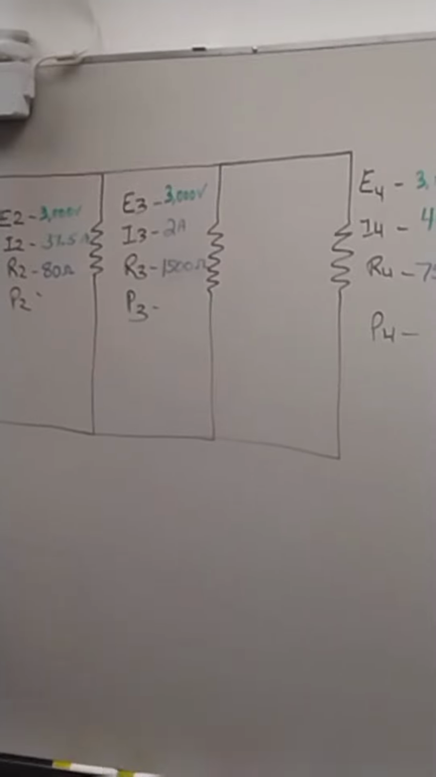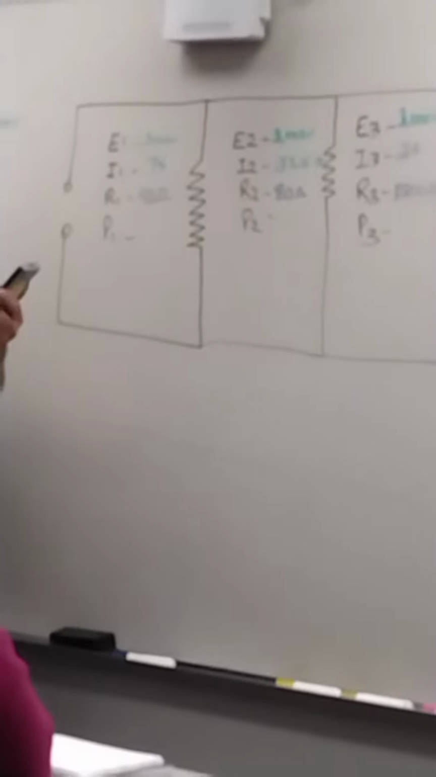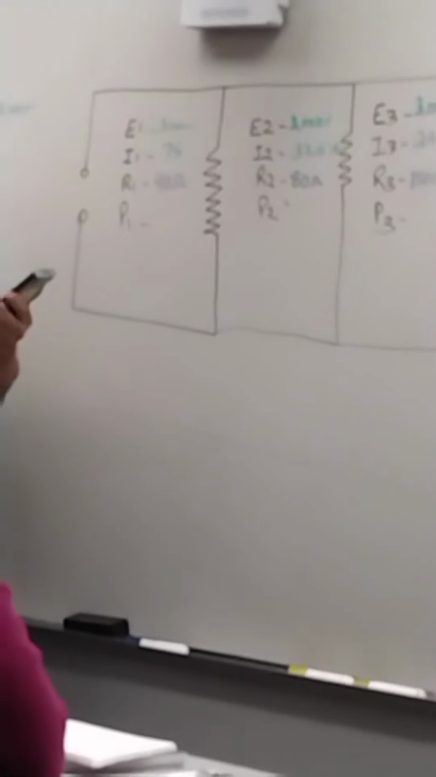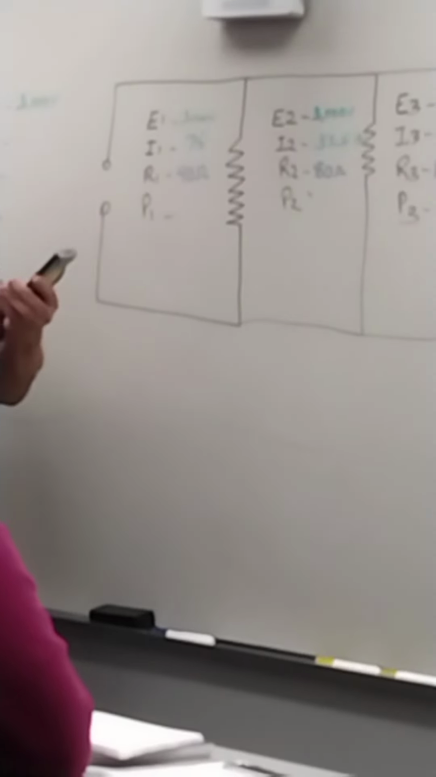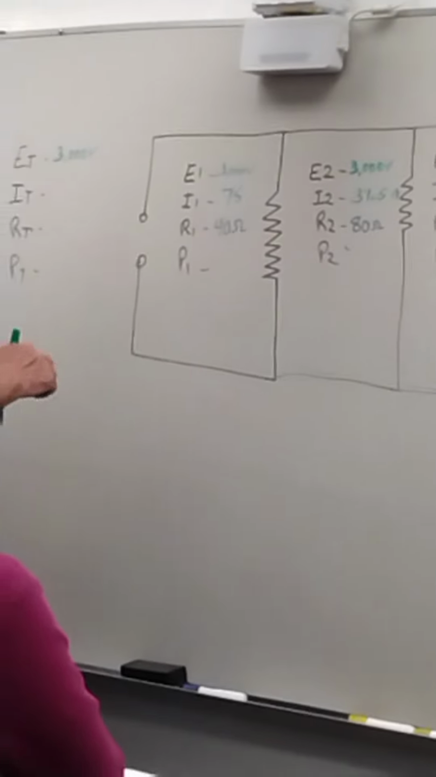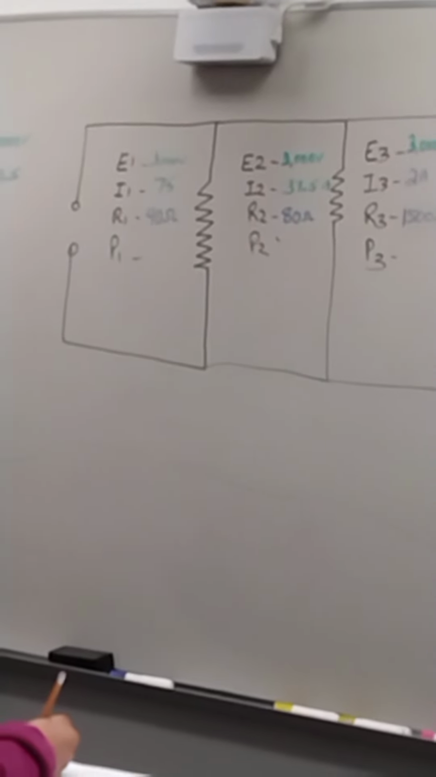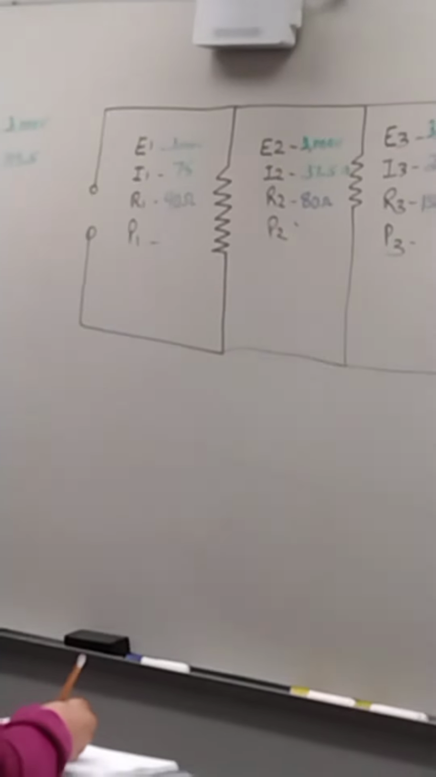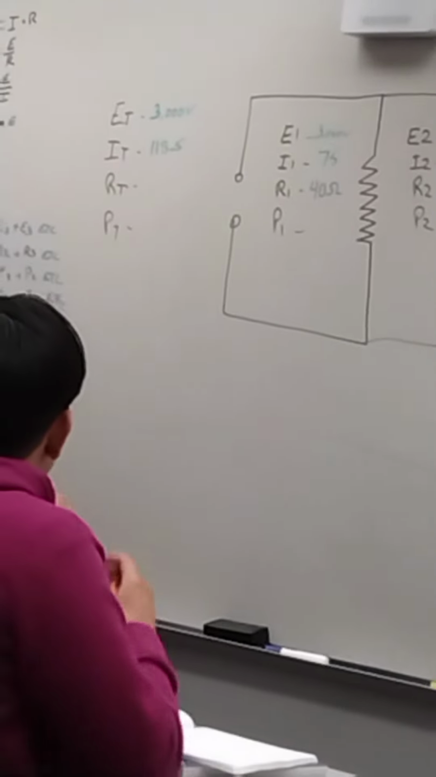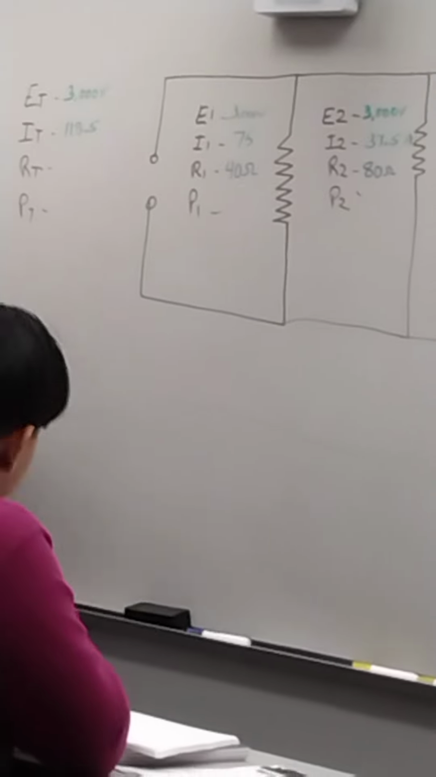So, if I take 75 plus 2 is 77, plus 4 is 81. So if I take 81 plus 37.5, I total is 118.5 amps, right? Because in a parallel circuit, I total equals I1 plus I2 plus I3 plus I4. So I add them all together and that's what I come up with. Is everybody cool with that? Yeah.